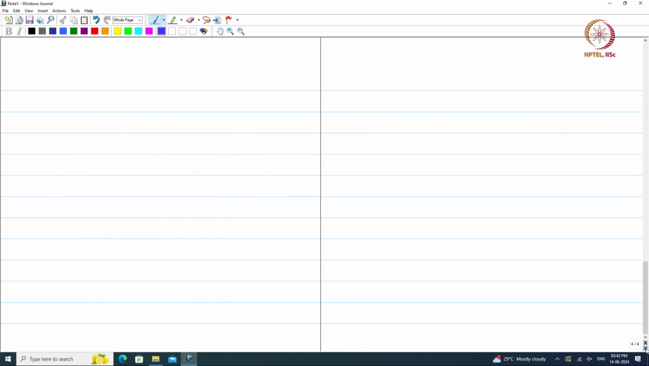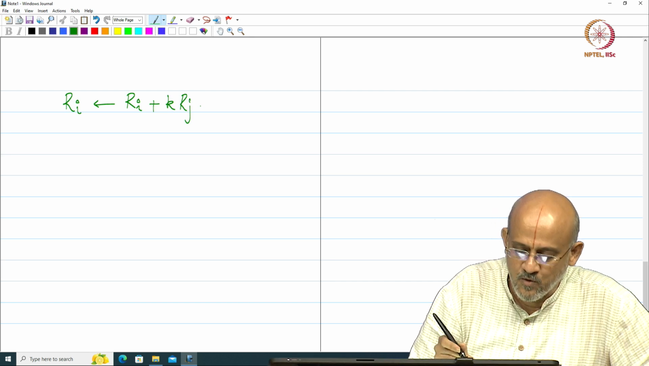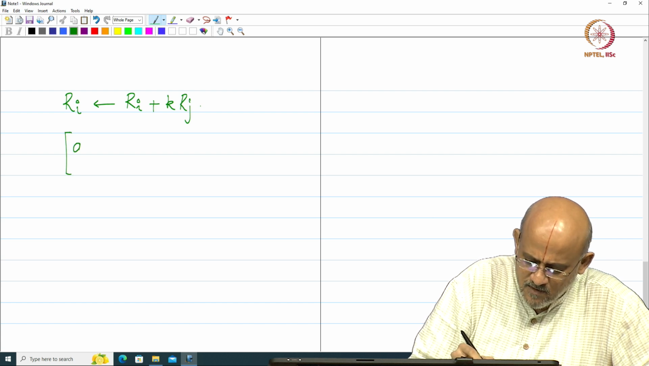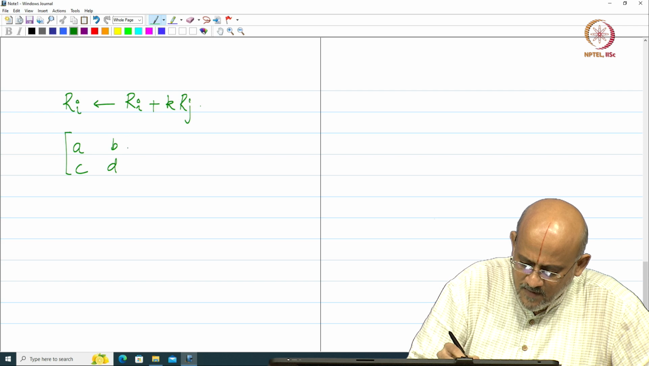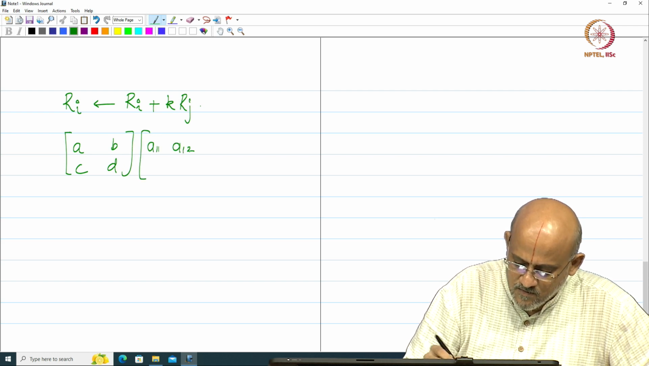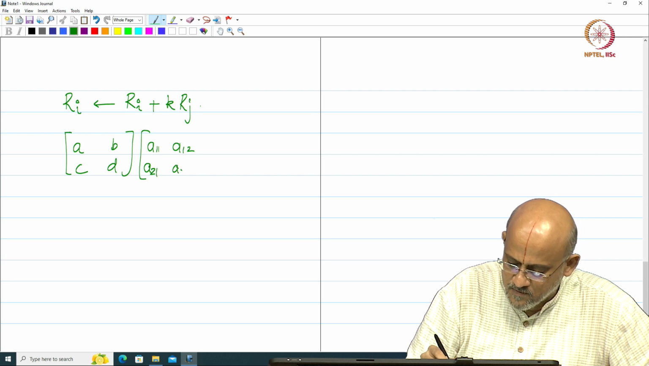The third thing that we have is most interesting. This operation is Ri equals Ri plus K times Rj. Now, how are we going to do this? If you quickly do the same technique that I did previously, you will see the matrix which will help you achieve this. So again, let us quickly do it: A, B, C, D, and let us take this to be A11, A12, A21, A22.